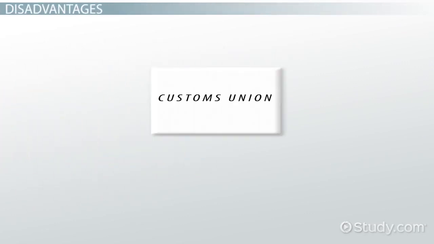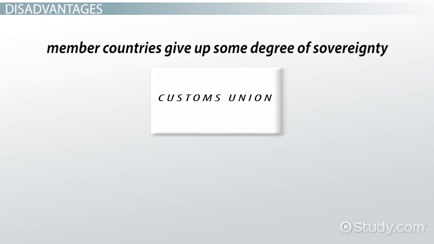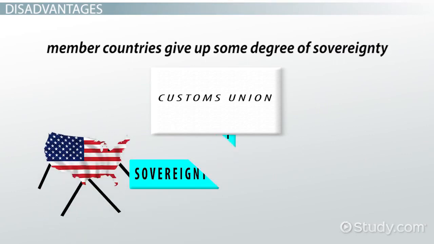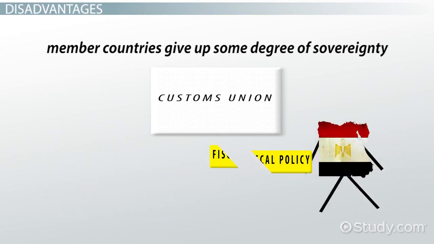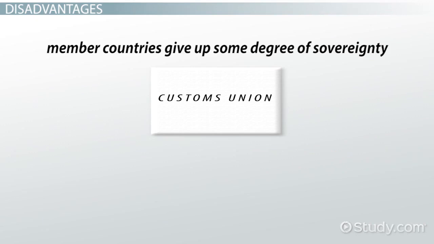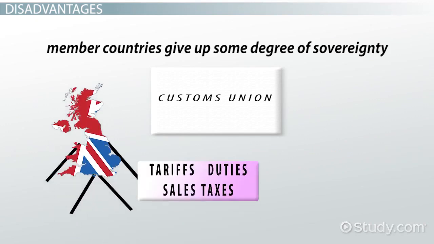A customs union is not without some disadvantages for its members. Member countries give up some degree of sovereignty, the power to control their own actions, upon entering a customs union. For example, members have to give up some control over fiscal policy, spending and taxing, such as unilateral decisions on tariffs, duties, and sales taxes.